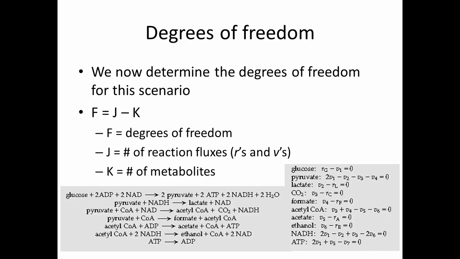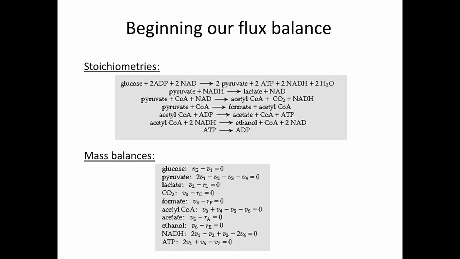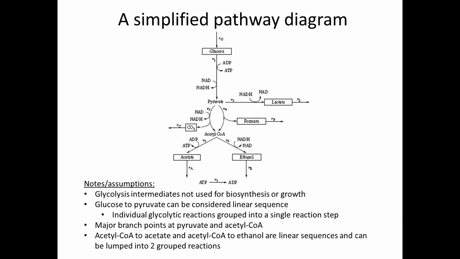So now we can determine our degrees of freedom for this scenario. F, of course, is our degrees of freedom. J, as I mentioned before, is the number of reaction fluxes, our R's and our V's. And K is the number of metabolites that we're considering in these reaction fluxes here. So we determine our degrees of freedom here. We have 7 internal fluxes. If you look back on the map here, you can count, or you can assure yourself that there are 7 internal fluxes hanging around there somewhere.